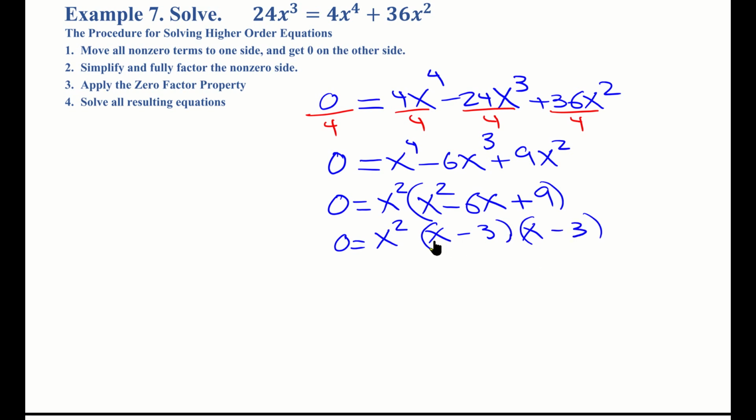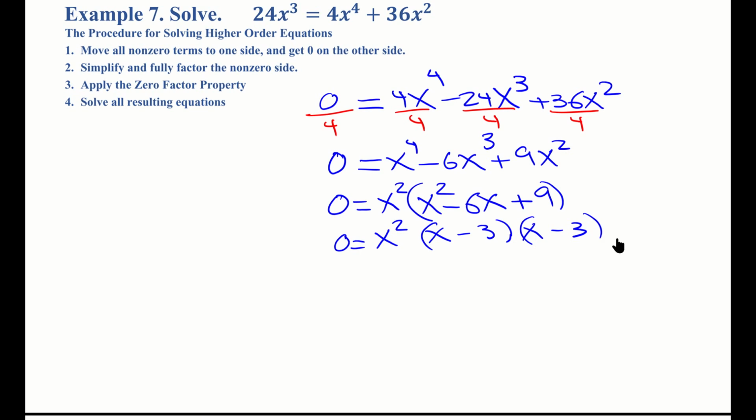All right? Notice first times first is first. Last times last is last. Inner product is negative 3x. Outer product is negative 3x. When you combine negative 3x and negative 3x, what do you get? Negative 6x, right?